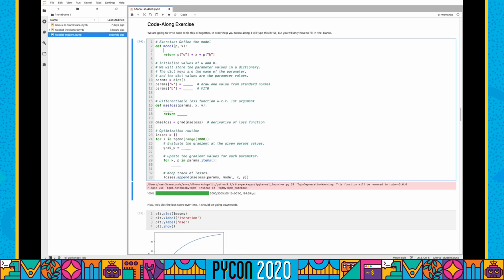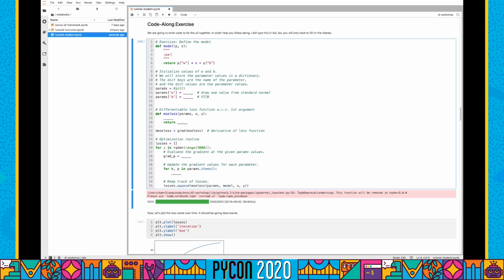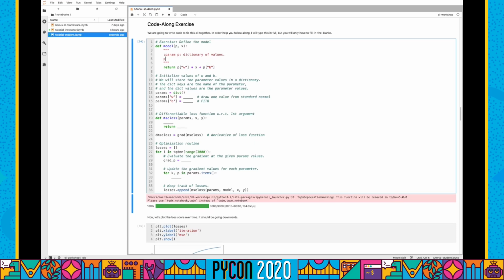Let's explain some of the design choices over here. We want p to be a dictionary of values. The reason we want p to be a dictionary is so that we can index nicely inside there and pull out particular values that we're interested in. Right? So p of w and p of b. x is going to be our input data, and x is going to be the input NumPy array. So we'll do p as a dictionary and x as a NumPy array, and we'll return back a NumPy array.